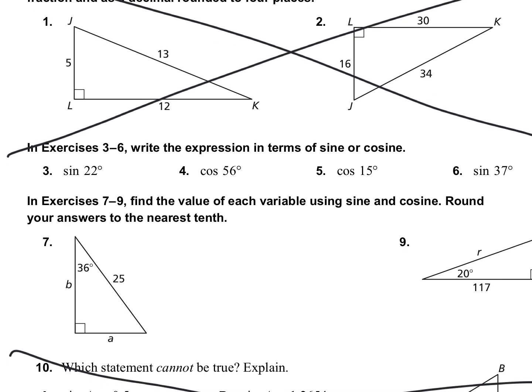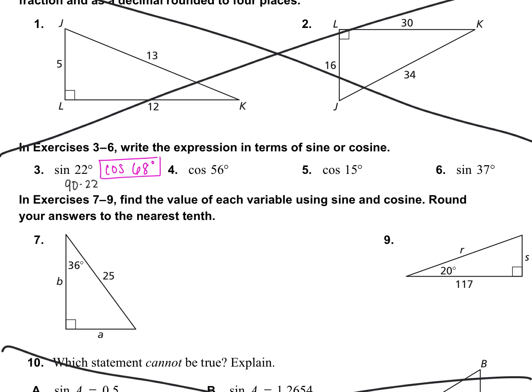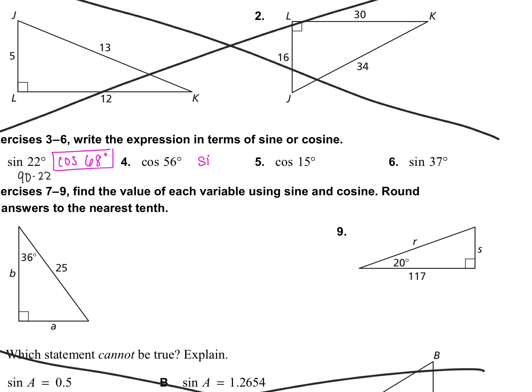All it's asking is to write the expression in terms of sine or cosine. If they're already giving you sine, as I went over in class, you're changing it to cosine. If they're giving me sine, I have to write it in terms of cosine. All you're doing is subtracting 90 minus 22, so your answer is going to be cosine 68 degrees. Same thing for the next one. If they're giving you in terms of cosine, I need to change it to sine. Same thing as before, 90 minus 56, sine 34 degrees is going to be your answer.